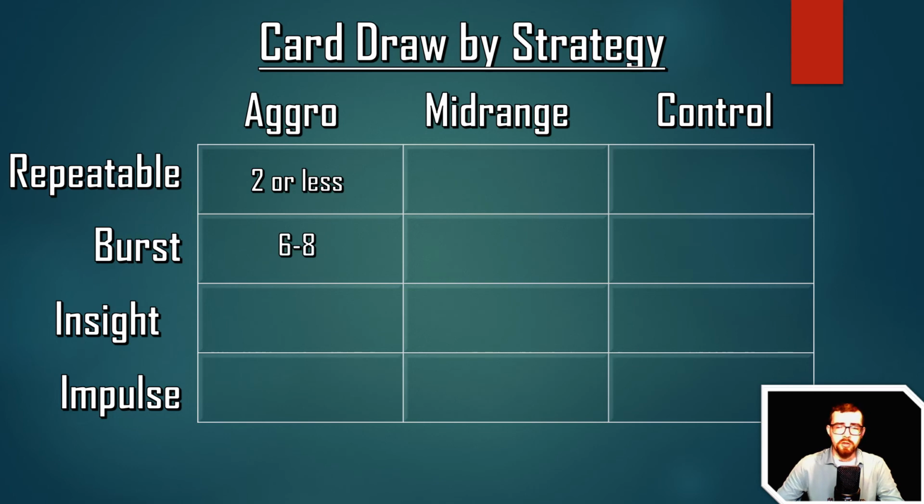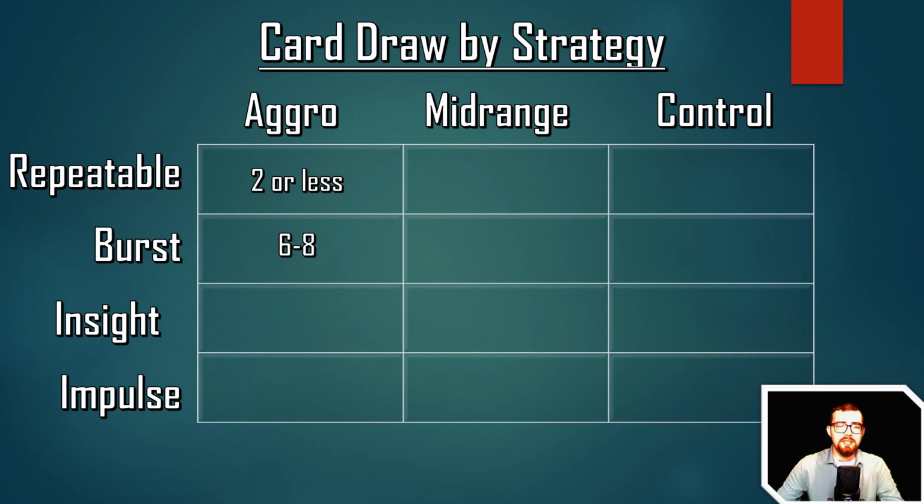Burst. This is where you should put the bulk of your card draw. Because you want to be able to refill your hand as quickly as possible, put out more creatures, and keep the threats going. So 6 to 8 would be my recommendation on that.